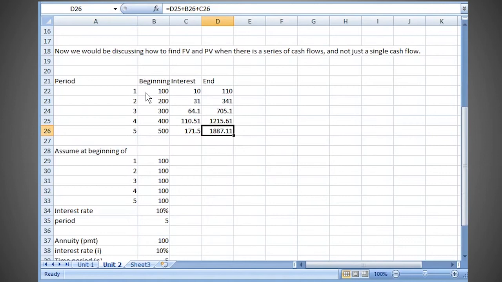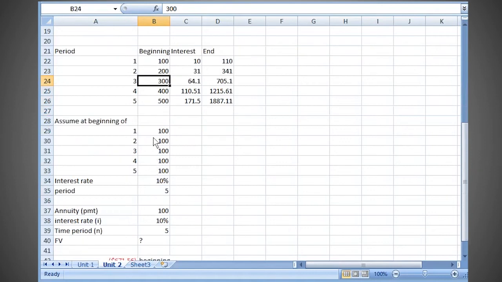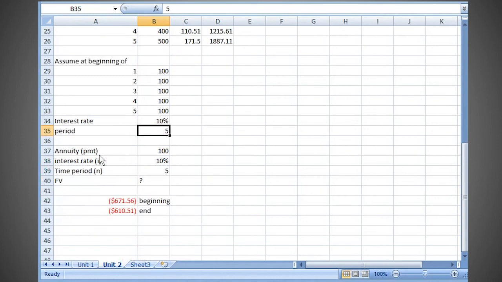Now this was an example of different amounts. Suppose it is equated monthly, and say we are investing 100 rupees at the beginning and end of the first, second, third, fourth and fifth year. The calculation would be different for both. We take interest rate as 10%, period is 5. So we use the calculation in Excel.